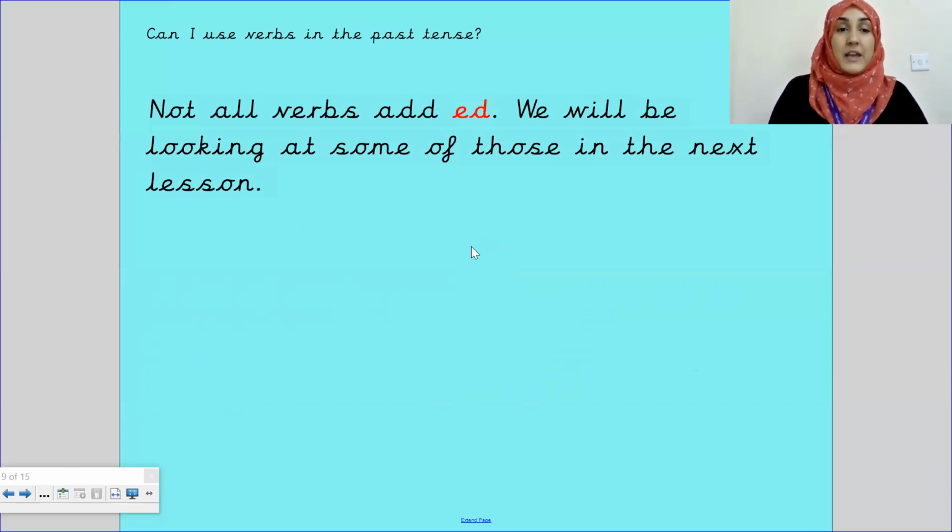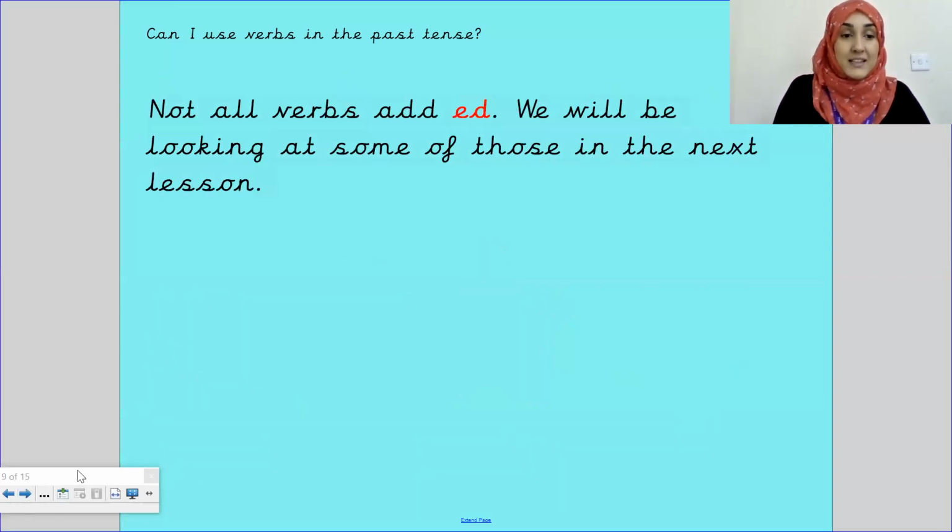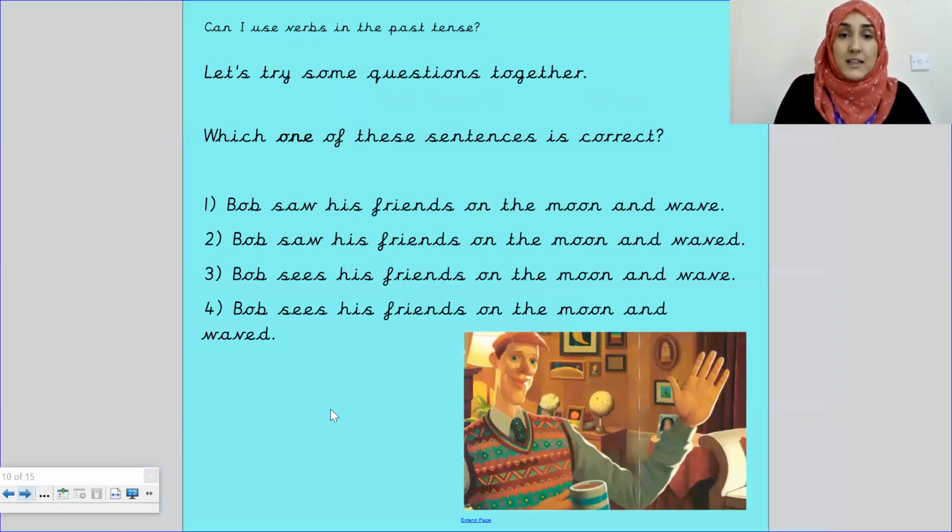Okay, not all verbs add ed. We will be looking at some of those in the next lesson. For example, I eated all my lunch. That's in the past tense. You say, I ate all my lunch. So when we are writing the verb eat in the past tense, we don't add an ed, eated, because that's not a word. It changes to ate. Well done. But we will be looking at that in our next lesson. So just to clear that up in case you're thinking, hang on a minute, that doesn't make sense. Okay, I'm going to read out some statements to you. 1, 2, 3, and 4.